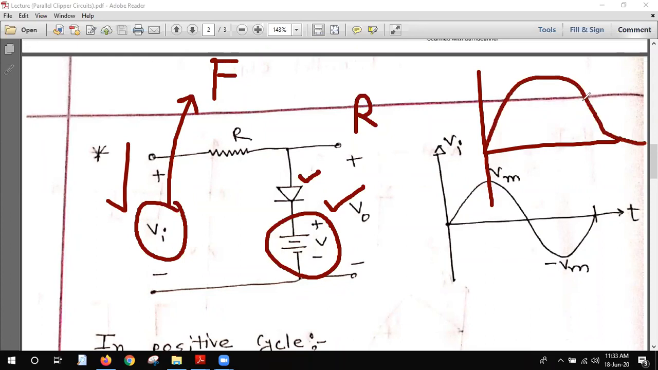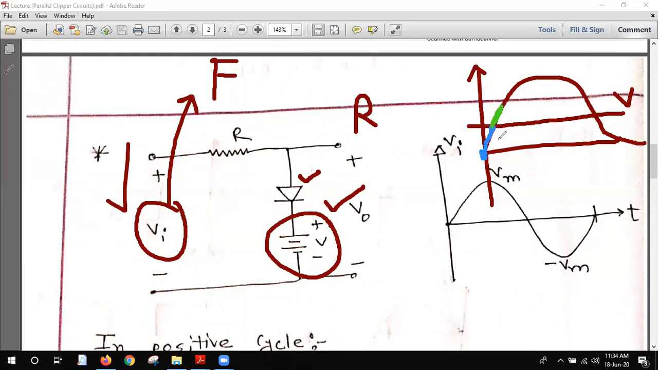This is the input voltage VI, and for the DC voltage I'm drawing the DC line here. This is the V. I'm using a different color for your better understanding. At the very beginning, VI equals 0. It starts to rise, and till here both voltages are equal. When it crosses this point, VI is greater than V.